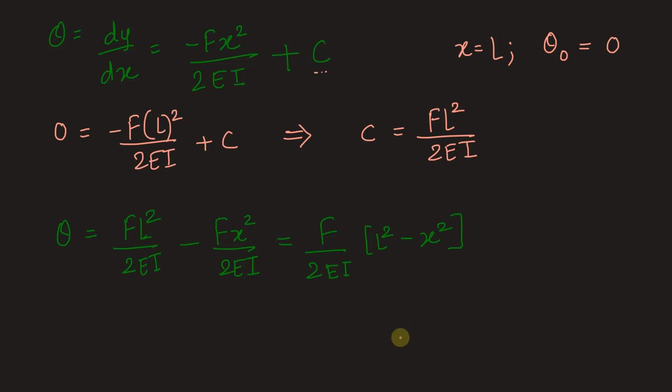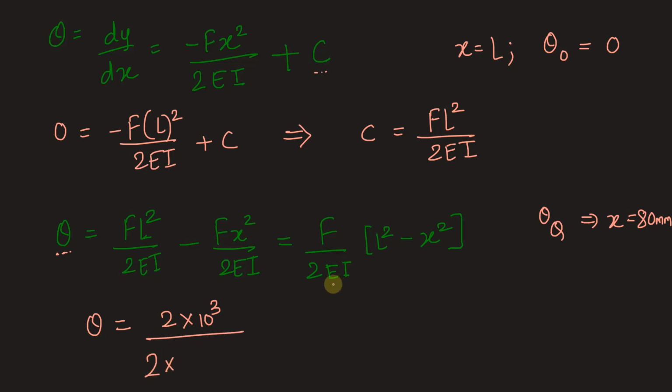Now we have an equation where we can put any value of x to obtain the corresponding slope at that section. We are being asked to find the slope at point Q, and point Q is at x equal to 80 mm. So along with the values of F, E, I and L, we can put x as 80 mm to get the slope value there. Let's do that. We have theta equal to F, which is 2 kilonewton, so we convert it to Newton, 2 into 10 to the power 3 Newton, divided by 2 into E, which was given in gigapascal and converted to Newton per meter square, 210 into 10 to the power 9, into I, which we already calculated, a raised to 4 by 12.